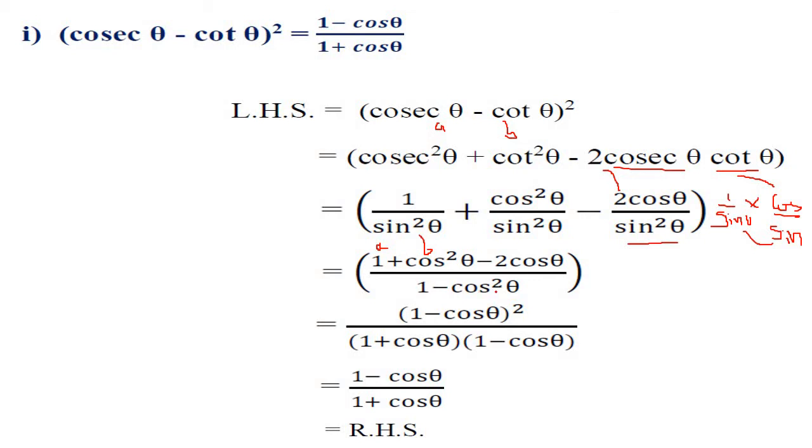This 1 minus cos square theta can be written in the form of a square minus b square. What is a square minus b square? A square minus b square is equal to (a plus b) into (a minus b).